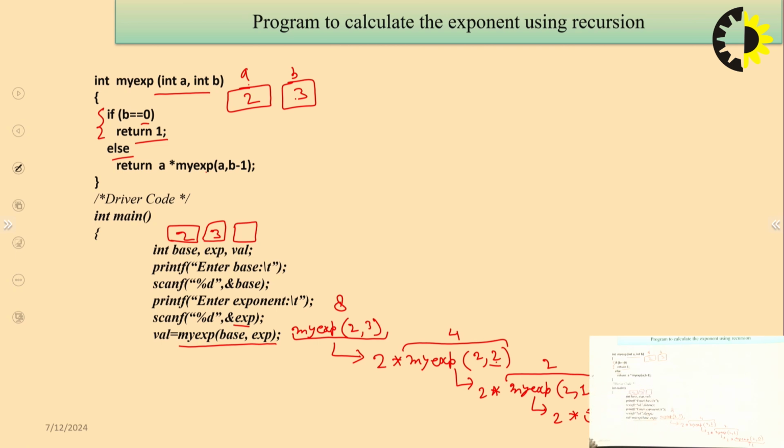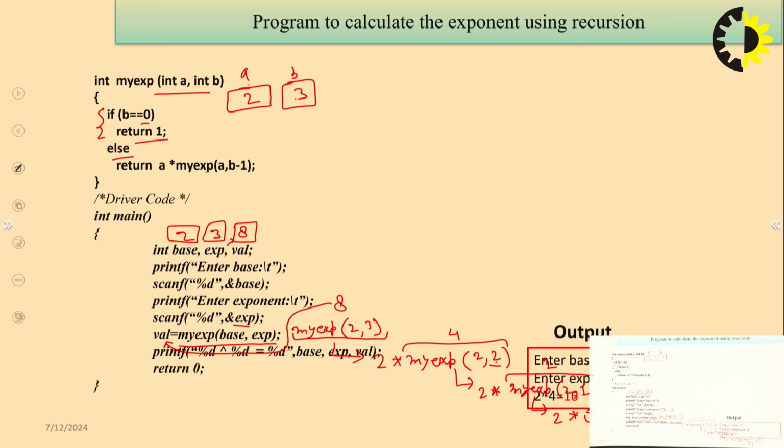Now 8 will be assigned to val here. In val we received the value, so we will print the power and the exponent, and then return. For example, the output is: enter base, enter exponent. We receive 2 and 4, so 2 power 4 equals 16.